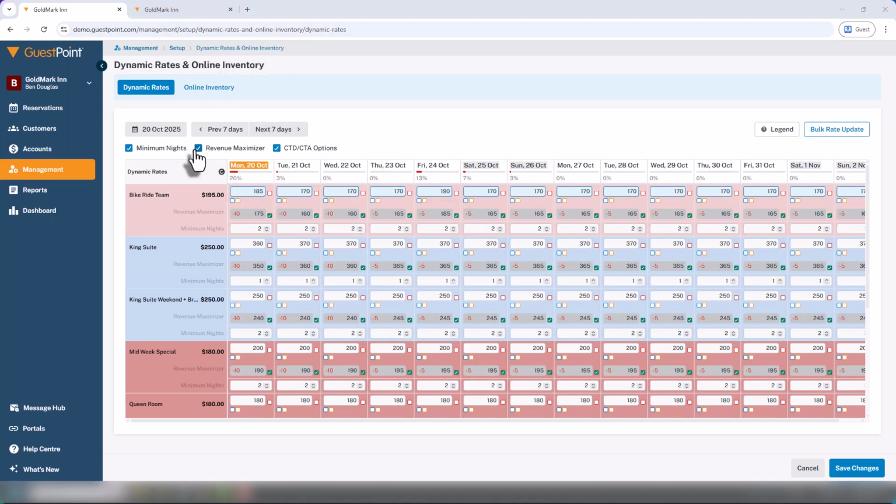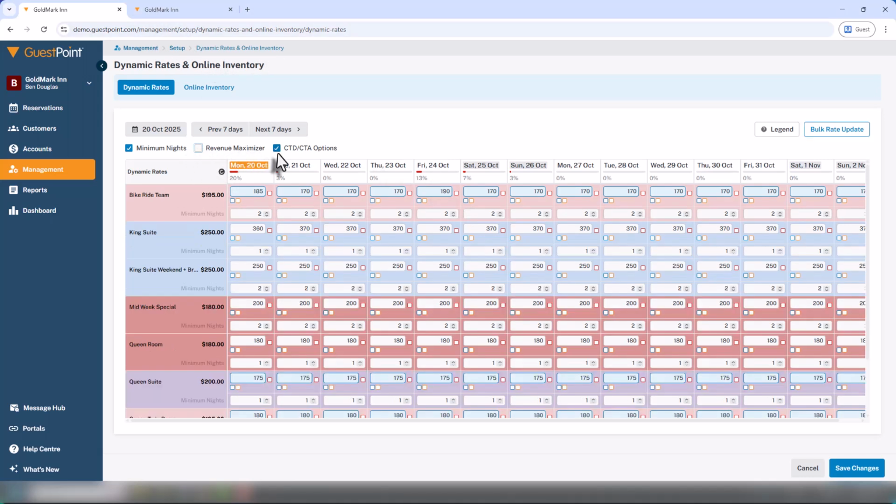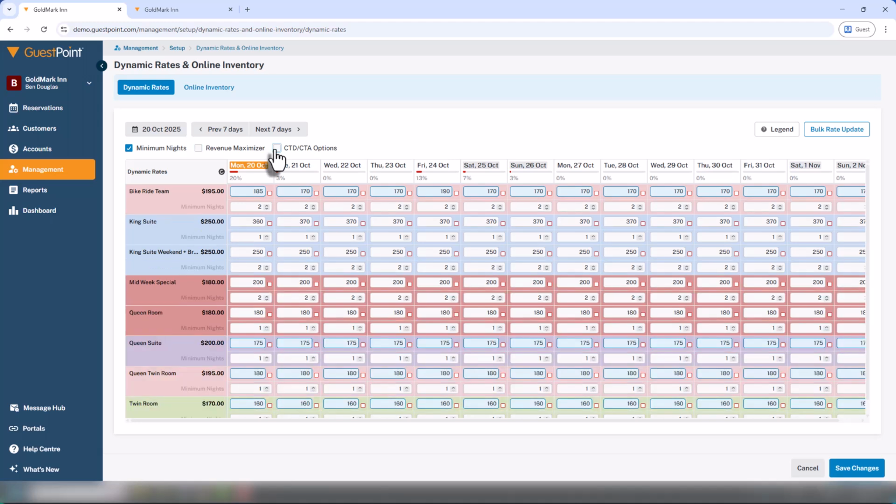At a time, we're going to untick Revenue Maximizer and close to departure, close to arrival options. And we can see here, if we start at bike ride team, we've got a 2-night minimum stay for all bookings over the next 7 days for this rate. So if we're really quiet on the day of arrival and we notice we've got a stay restriction, we might choose to remove that one. So instead of 2 nights, we now take that down to a 1-night minimum.